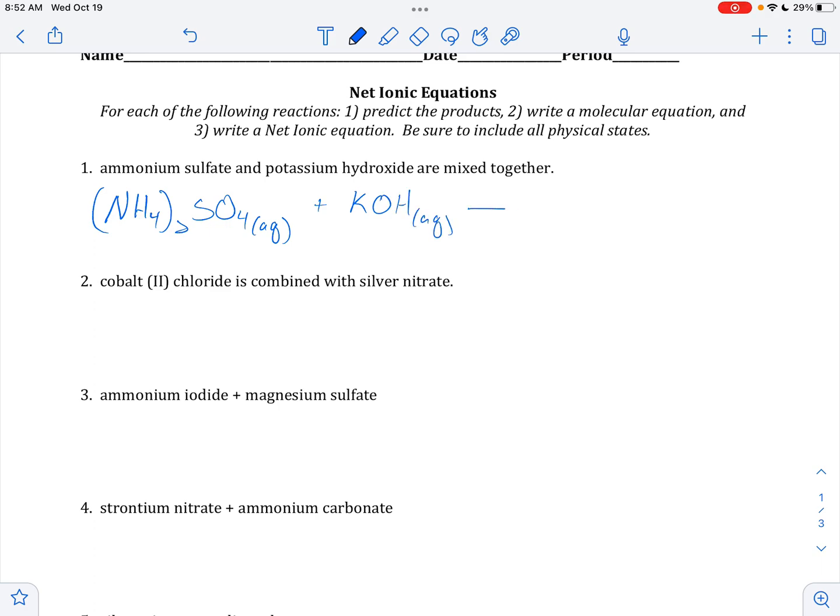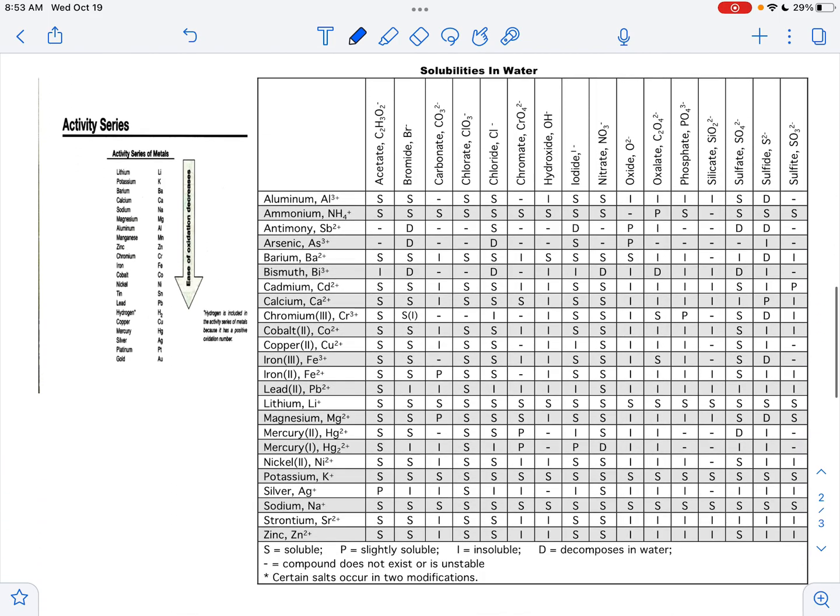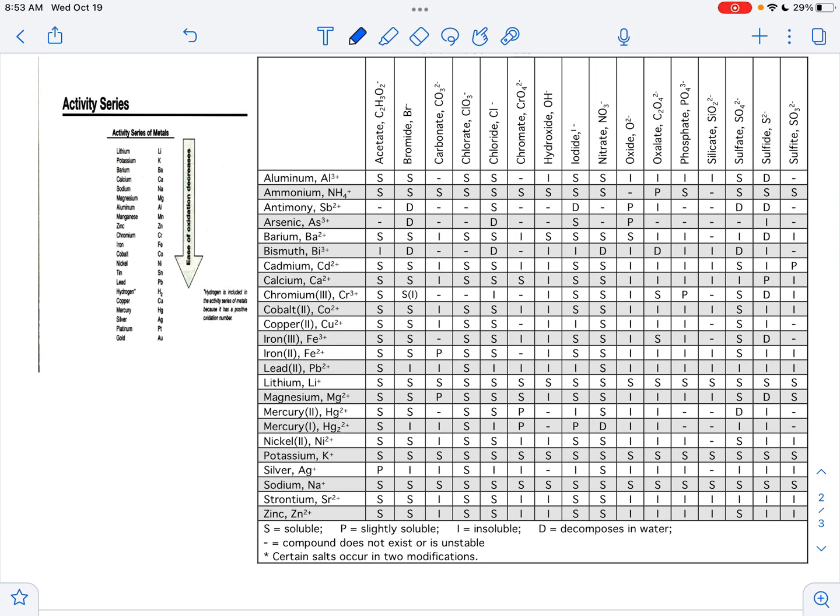aqueous because that's potassium. Now in this case our products would be potassium sulfate and ammonium hydroxide. Now if I look on my solubility chart, and I could scroll down and I could find it here on my solubility chart, I would see that both potassium sulfate and ammonium hydroxide are aqueous.